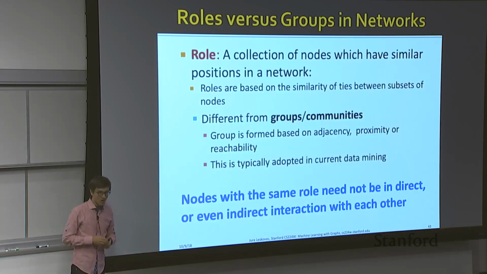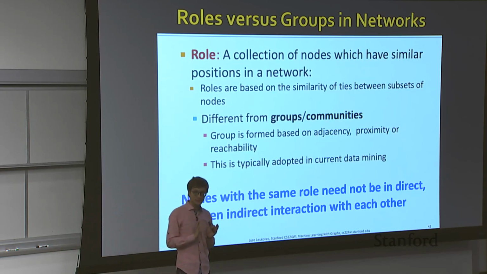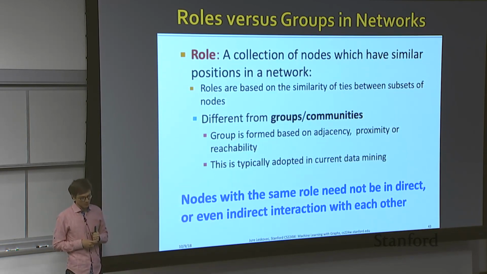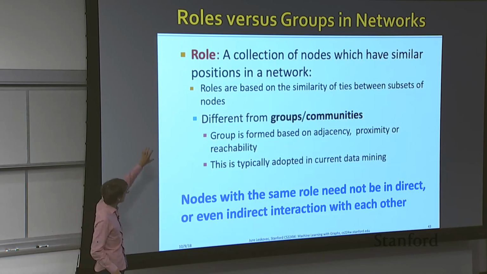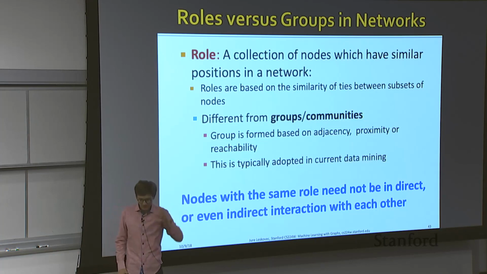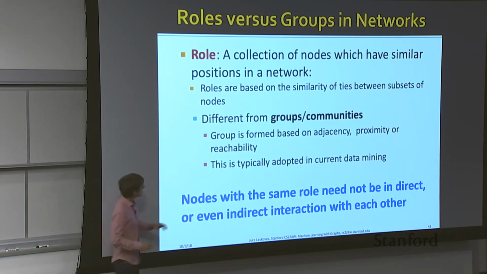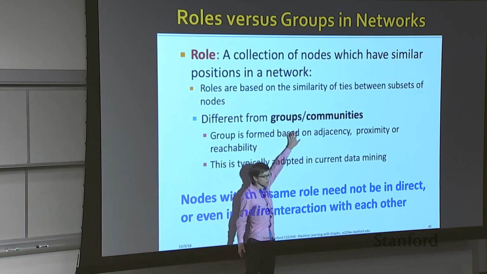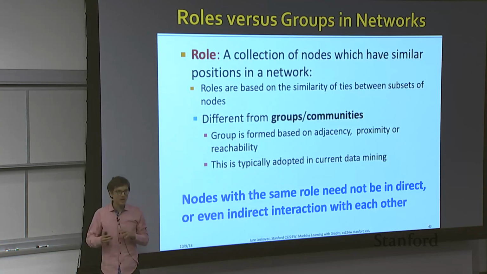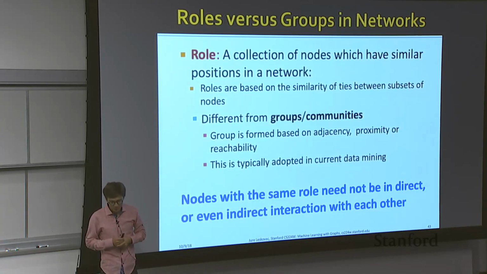All right. So what I want to do now is quickly draw the distinction between the notion of a role versus the notion of a group. A role is a collection of nodes in the network that have a similar position in the network, but these nodes may not be connected with each other, which is very different from the notion of network communities, which are nodes that are densely connected to each other, and they are members of the same group or of the same community.